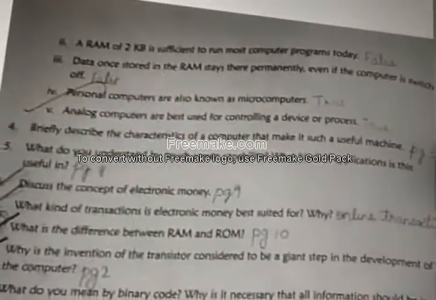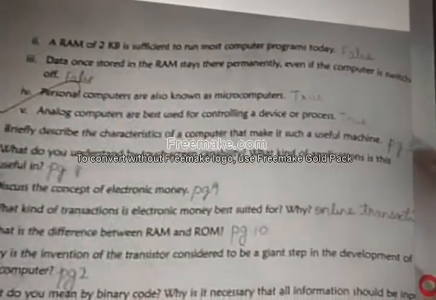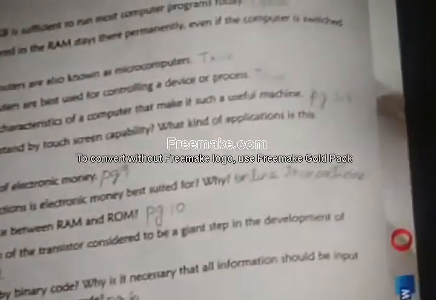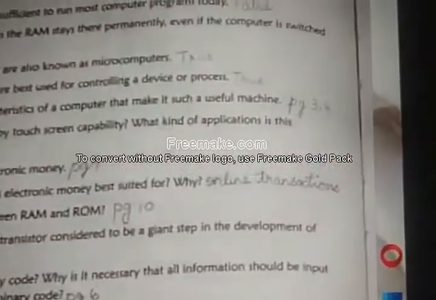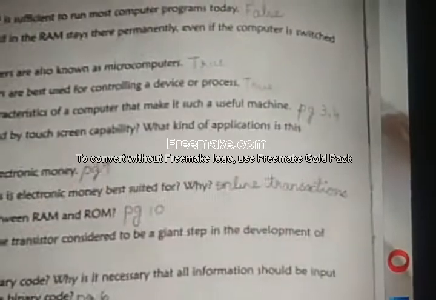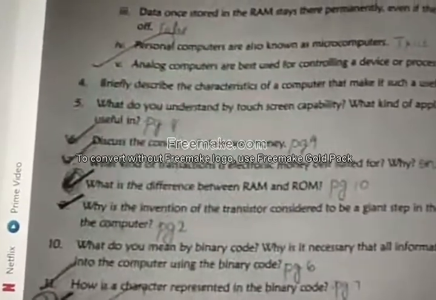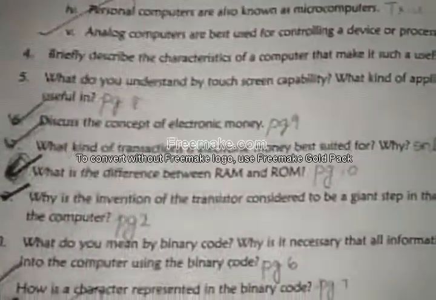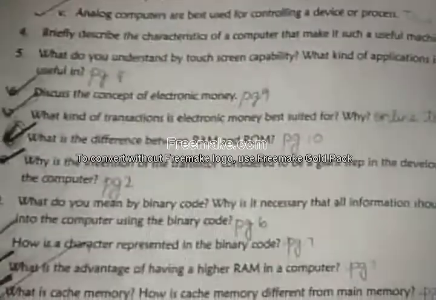Briefly describe the characteristics of computer that make it such a useful machine. First you write the page numbers alone, then we will go for the next one. Fourth question, page number 3 and 4. Fifth question, page number 8. Sixth question, page number 9. Seventh question, we have to write there.